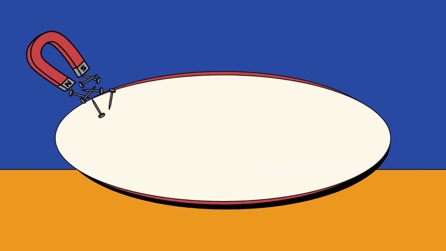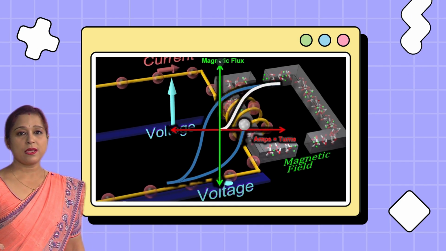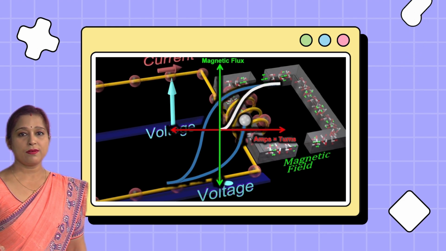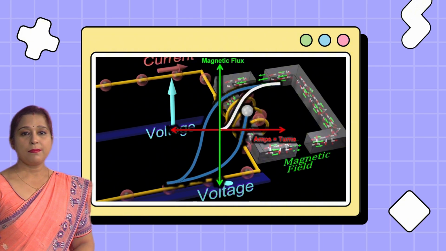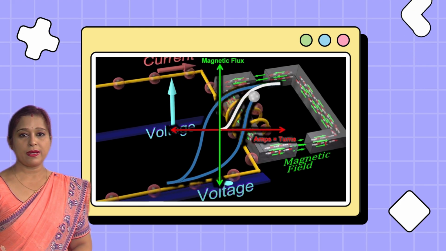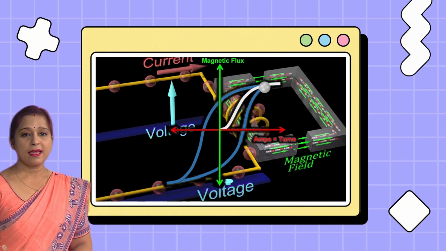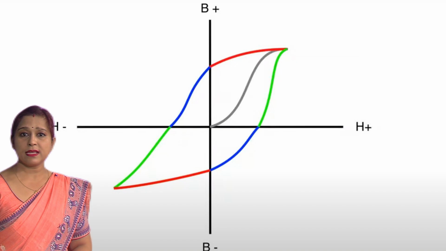Let us now move to hysteresis loop. The magnetic hysteresis effect is often visualized in a graph known as hysteresis loop, which plots the material's magnetization or magnetic flux density versus the applied magnetic field or intensity of magnetic field. This loop illustrates how the magnetization changes as the external field is increased, decreased, and then increased again.